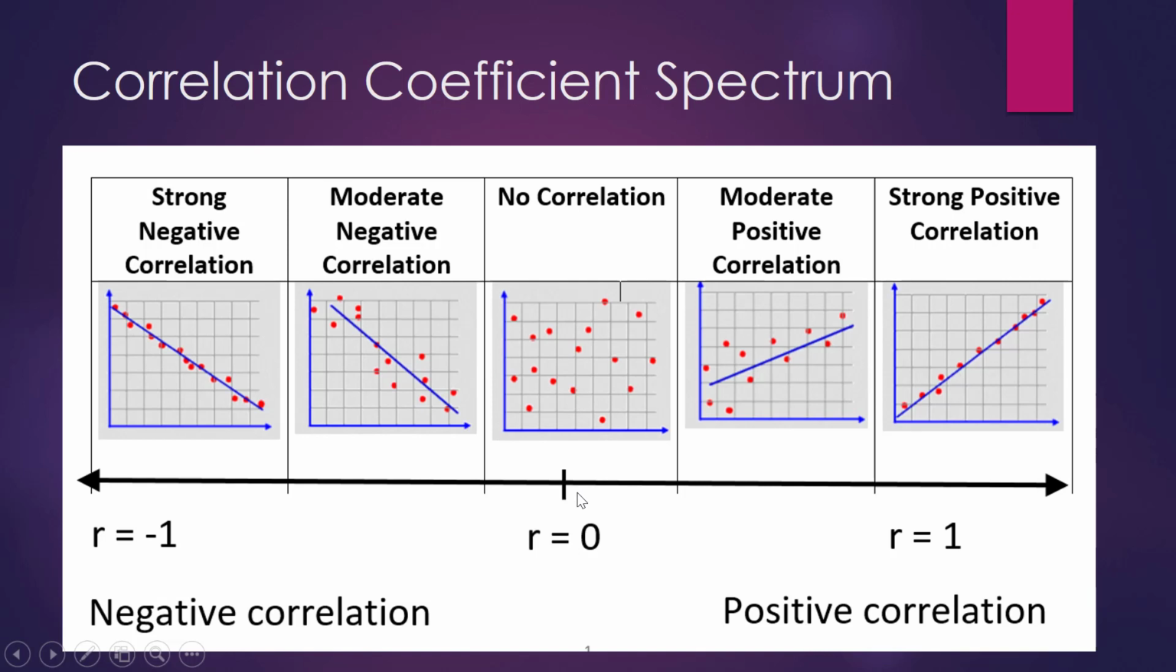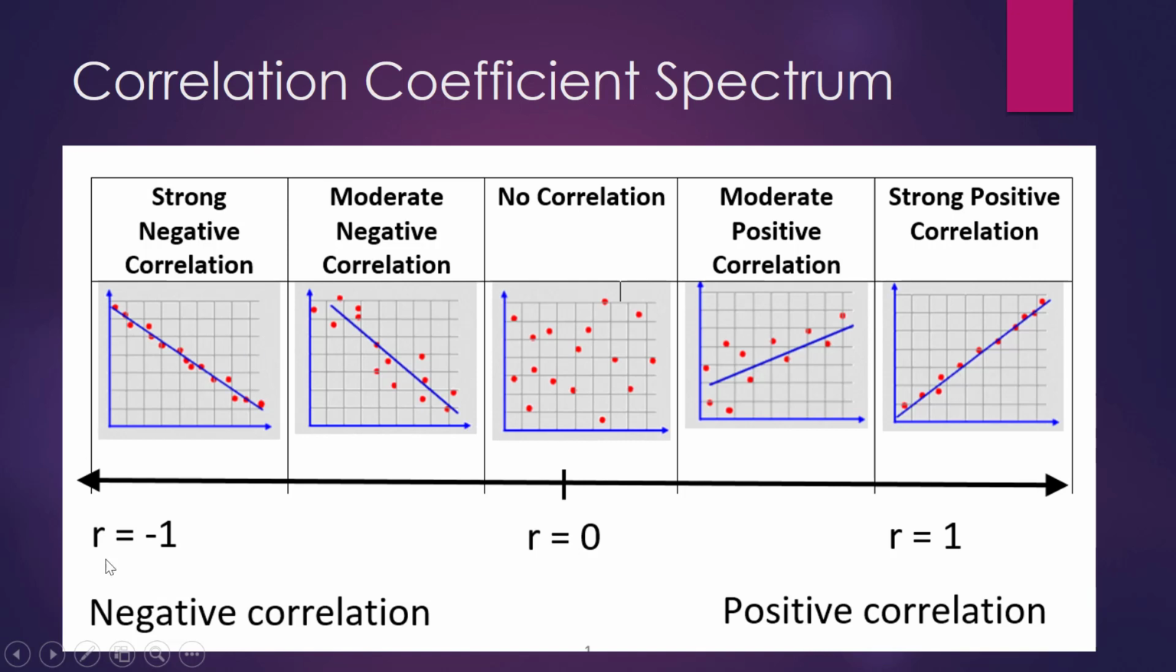As we move right on the spectrum towards a positive R, we can see that the strength of the relationship between the two variables is increasing. And we can see that any positive R value means that we are going to have a positive correlation, which means that our linear regression equation is going to have a positive slope. In other words, as the x value increases, our y value is also increasing.